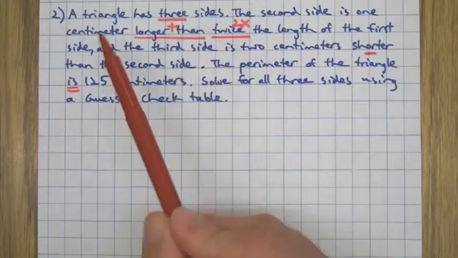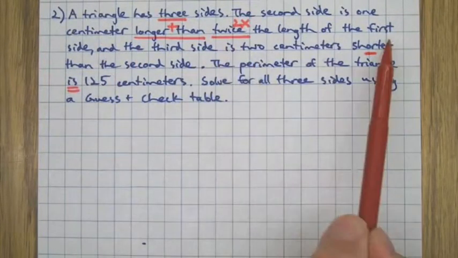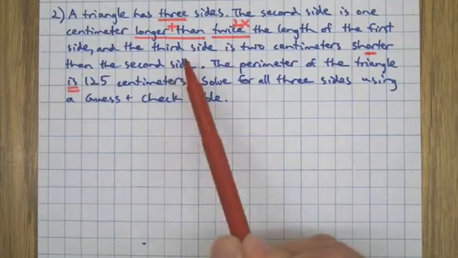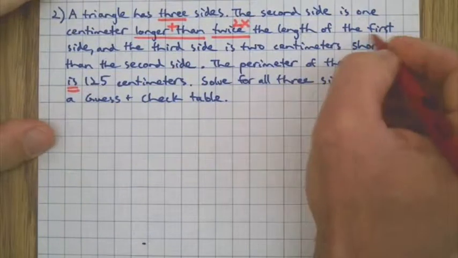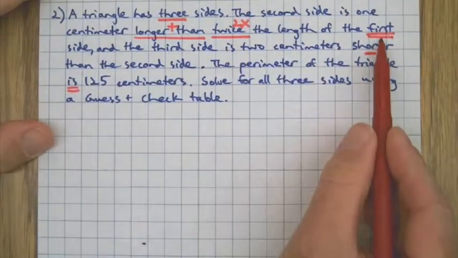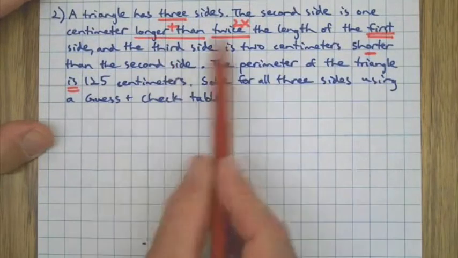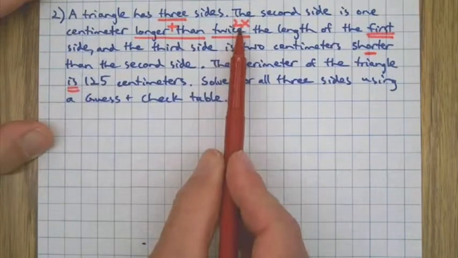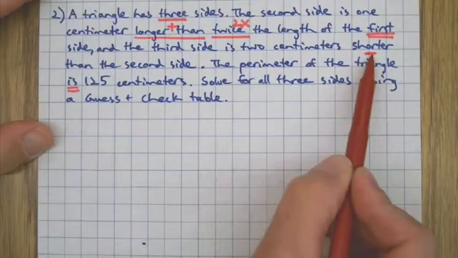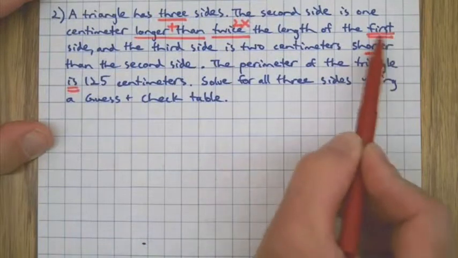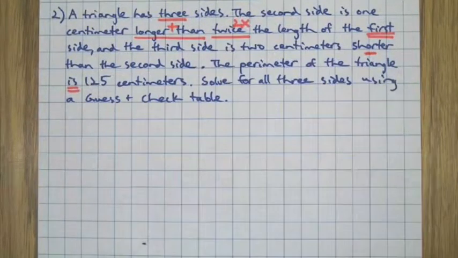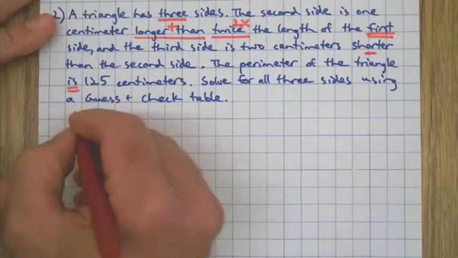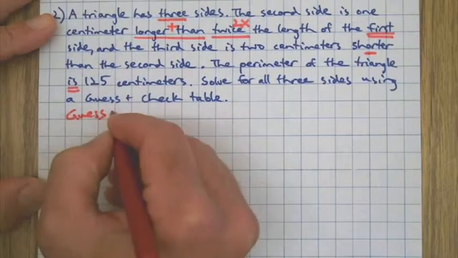Second side is longer than twice the length of the first side, and the third side. So it looks like we need to guess the first side, right? Once we guess the first side, we can calculate the second side, and we can calculate the third side. So the first side is the only one that doesn't have any math happening here, so that's the one we need to guess. Simple. Guess the first side.